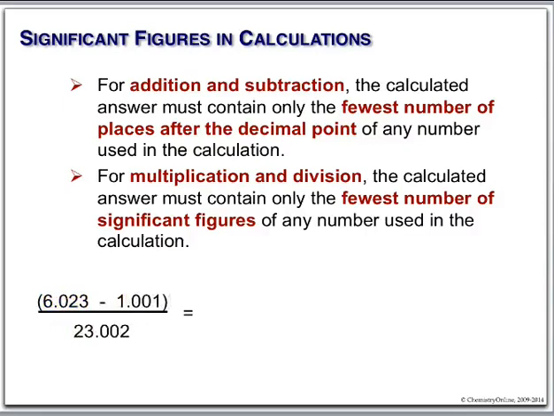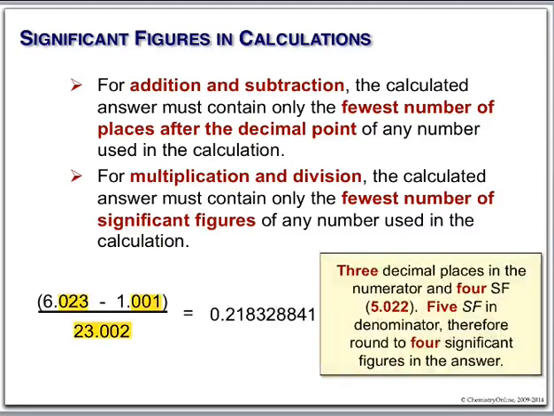What you want to do here is to do each operation separately. For our numerator, we have three places, three places. Punch it in your calculator, you get an answer. Make sure that answer is three digits after the decimal. Once you get that, then you simply divide by 23.06. This is your calculator answer.